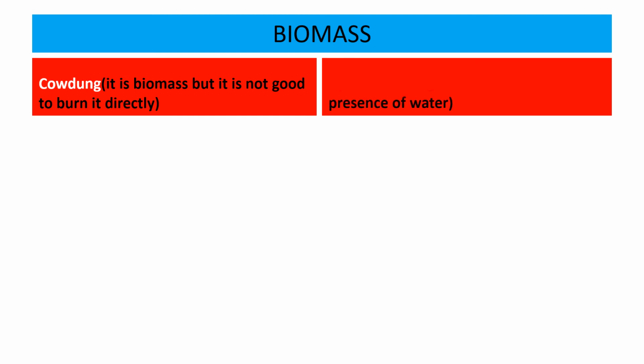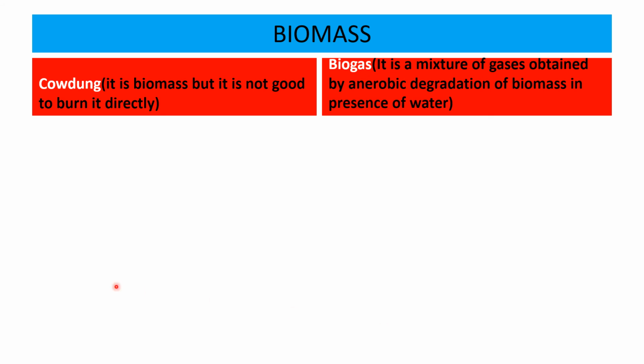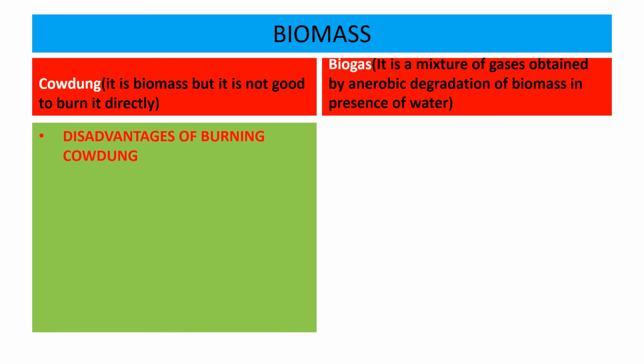Now we have to see cow dung and biogas. Okay. Now what is this cow dung? Again this is biomass. But अगर हम इसको directly burn करके use करेंगे, so it is not good. Why it is not good? So there are of course disadvantages of burning it.